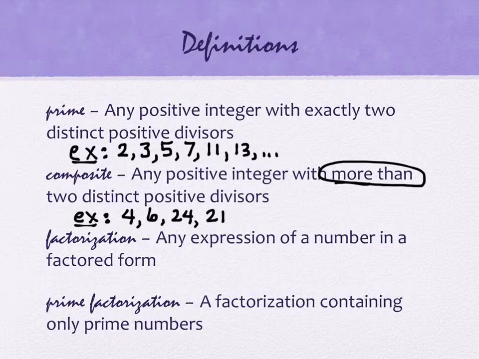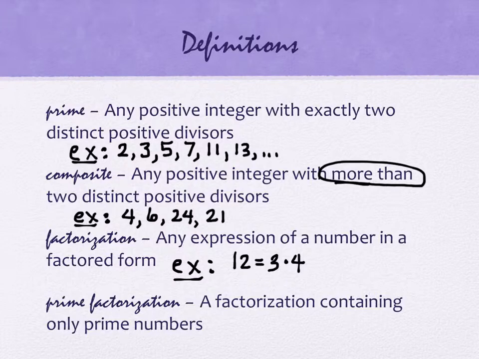Factorization is simply any expression of a number in factored form. So, for example, if I have the number 12, tell me one way I can break the number 12 down into 2 factors. 3 times 4. All right, there's another way I could break that one down, right? Into 2 factors. I could do 6 times 2. Okay, so factorization typically is not a unique thing. There's often more than one way, not always, but there's often more than one way to break a number down into factors.